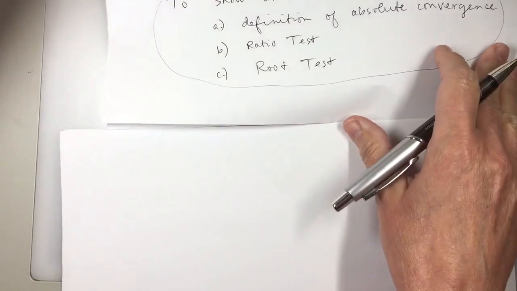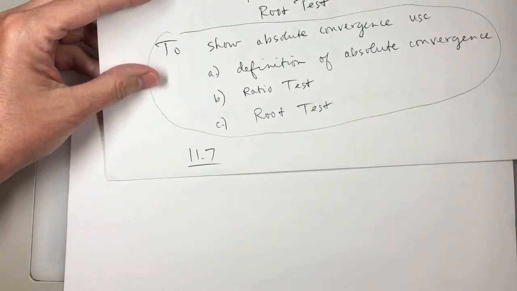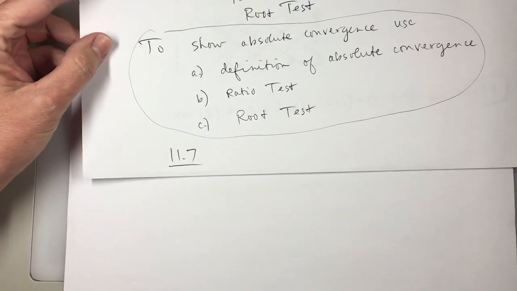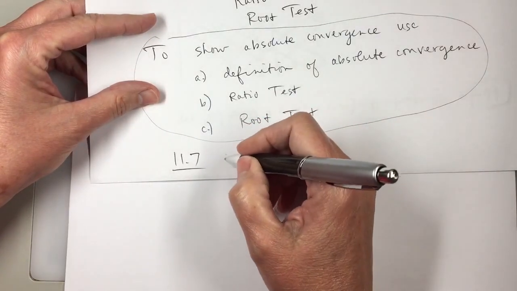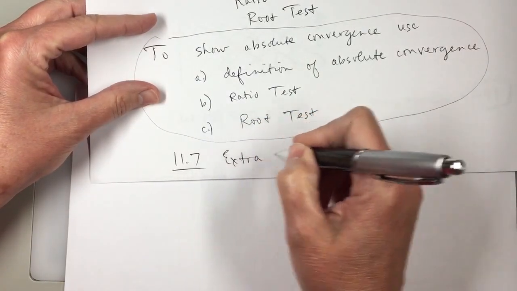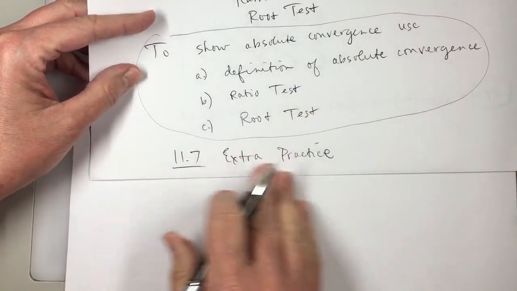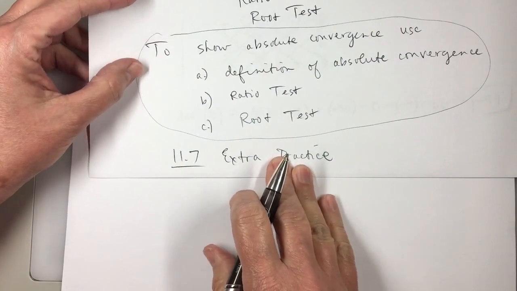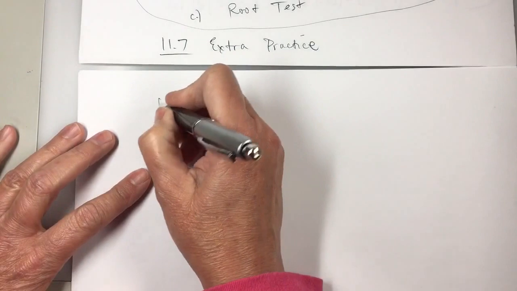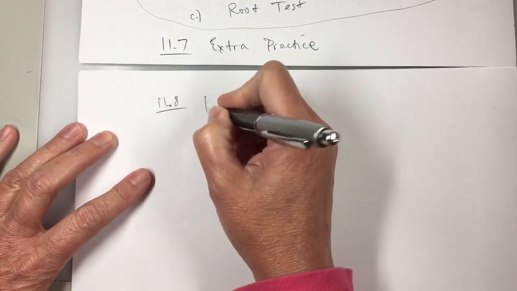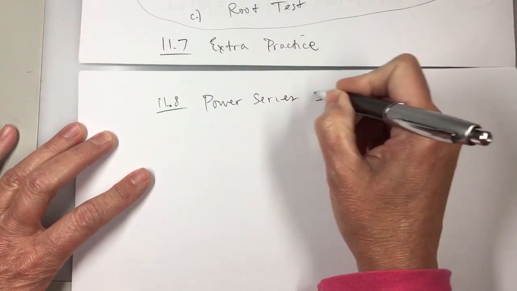If you want some extra practice problems, you could try 11.7. I have not formally talked about 11.7, but these are just practice problems for the whole chapter. So I'll just write that's extra practice. And I would probably stay away from those at this point. But if you're looking for extra stuff, though. Okay, 11.8 is power series. That's power series introduction.